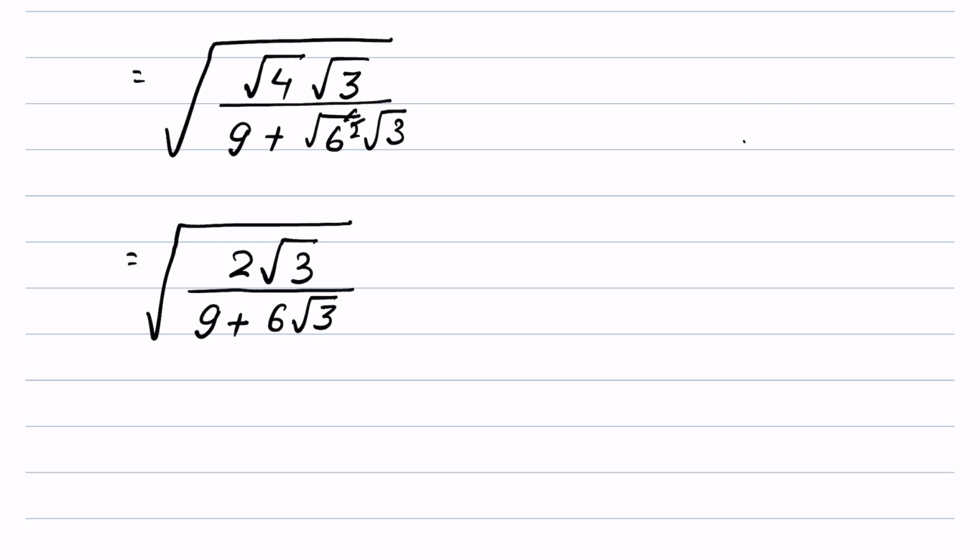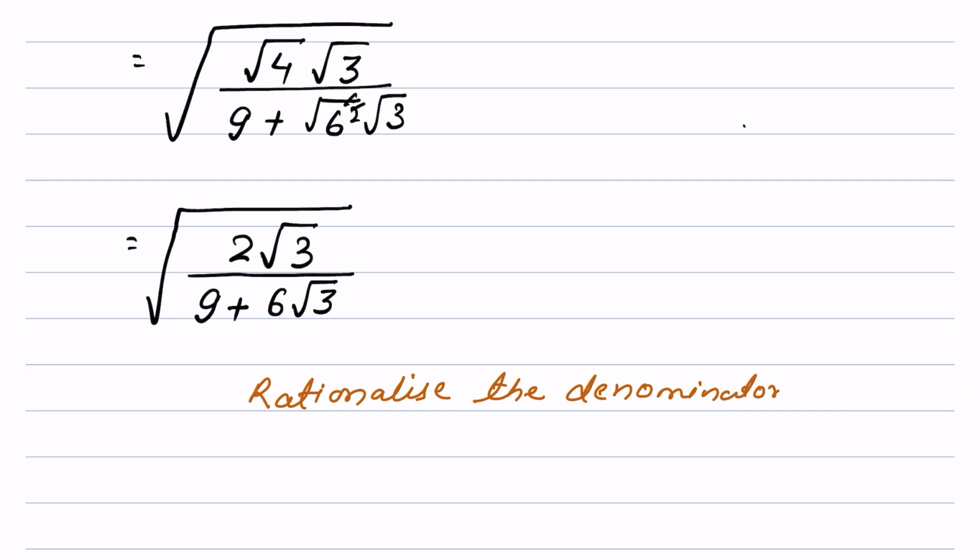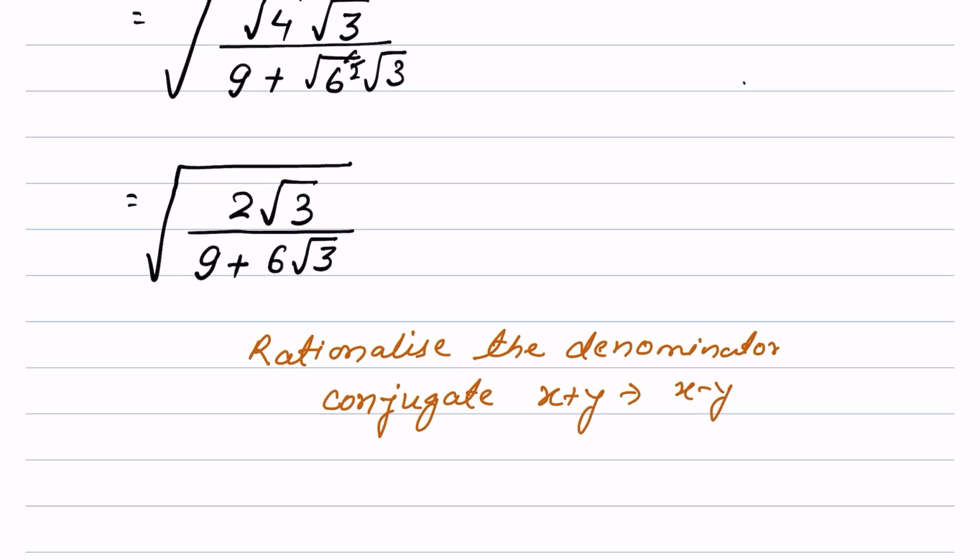Now to further simplify, we will have to rationalize the denominator. To rationalize the denominator, we have to multiply and divide it by the conjugate of the denominator. Conjugate of x plus y is x minus y. So conjugate of here 9 plus 6 times square root of 3 will be 9 minus 6 times square root of 3. Or here we can also write it as 2 times square root of 3 upon 6 times square root of 3 plus 9. Because both are positive, so no change in the question.